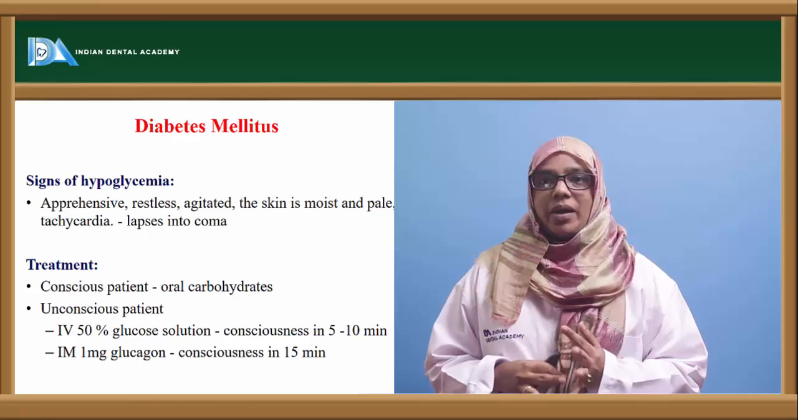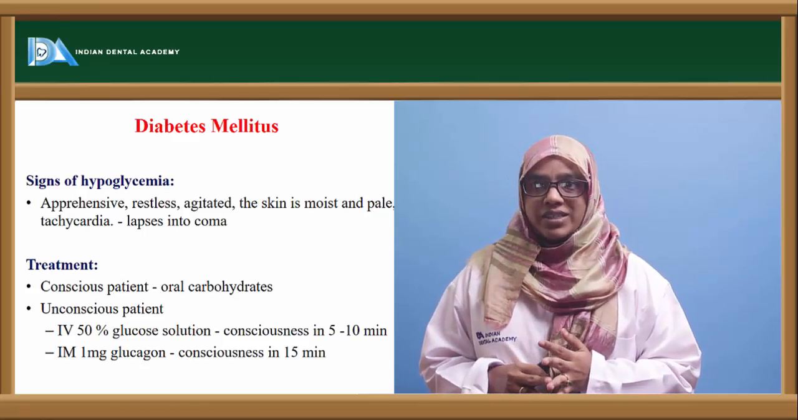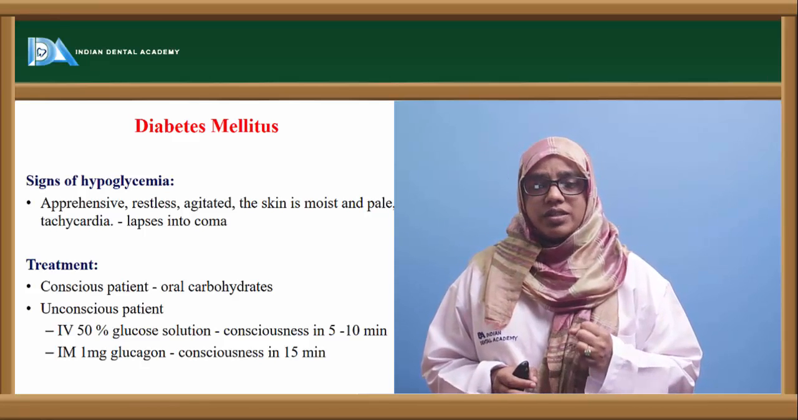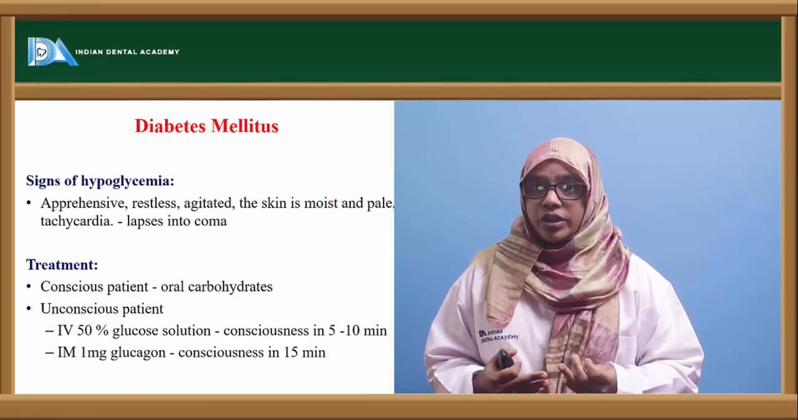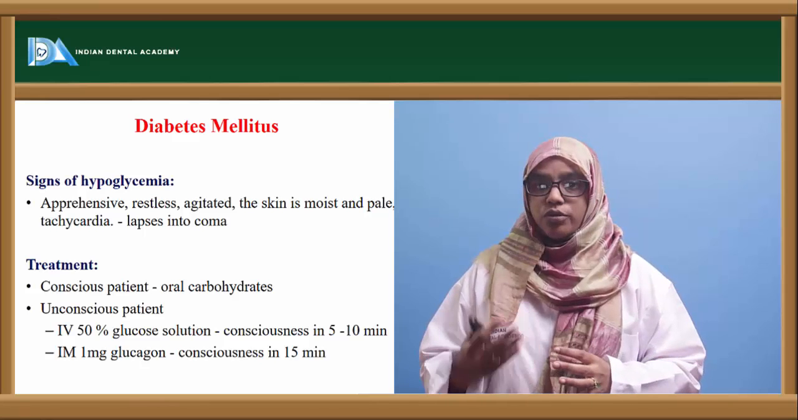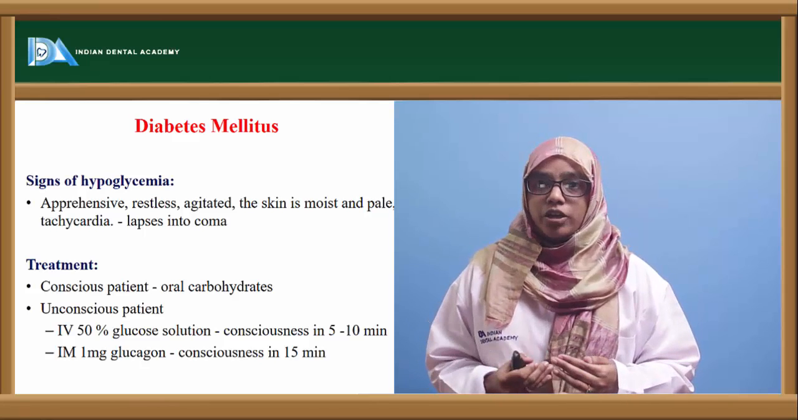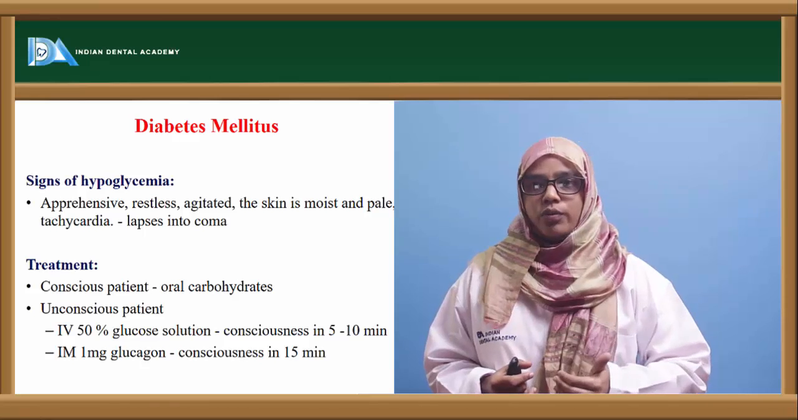The patient will become apprehensive, restless and agitated. The skin is moist, pale, and there is tachycardia. Eventually they go into a coma. How will you treat it? If the patient is conscious, give oral glucose. If the patient becomes unconscious, give IV 50% glucose solution.